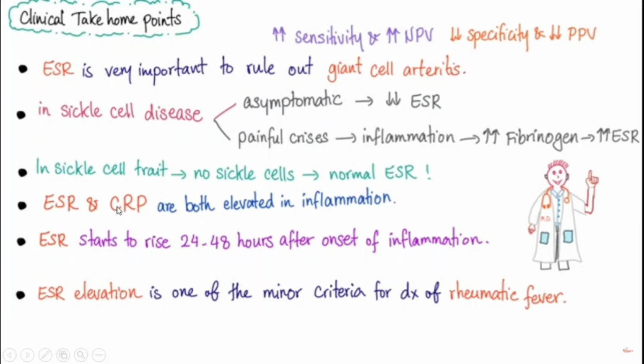ESR and CRP, the C-reactive protein test, are also done to find out inflammation in the body. C-reactive protein is also elevated in case of inflammation. So ESR and CRP both are elevated in the case of inflammation. ESR starts to rise 24 to 48 hours after the onset of inflammation. ESR elevation is one of the minor criteria in the diagnosis of rheumatic fever, because rheumatic fever is also a kind of infection where inflammation is going on.